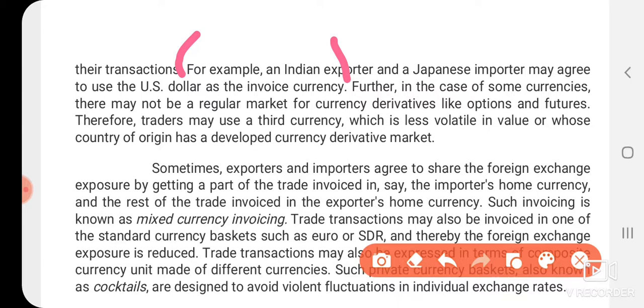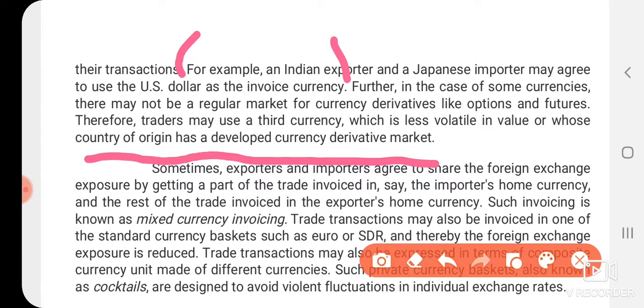Therefore, traders may use a third currency which is less volatile in value or whose country of origin has a developed derivative market. Okay. Now I'll make clear why they are choosing this. For you there may be one doubt. For an Indian exporter, our Indian currency is Indian rupees and the Japanese currency is yen. But they have chosen the other currency.